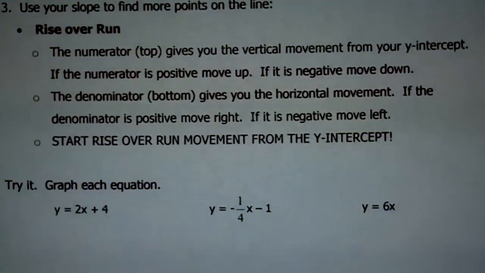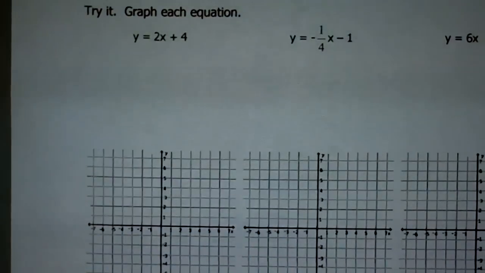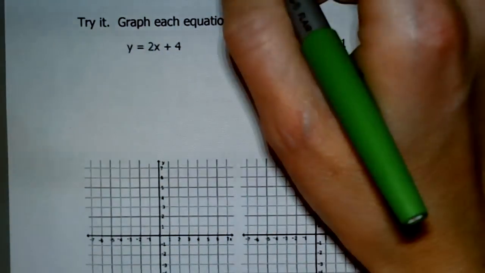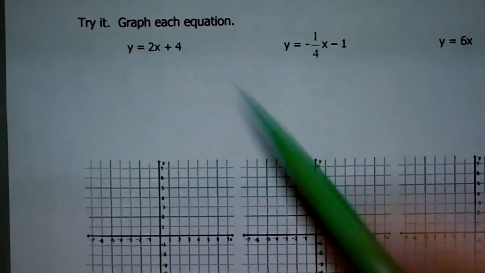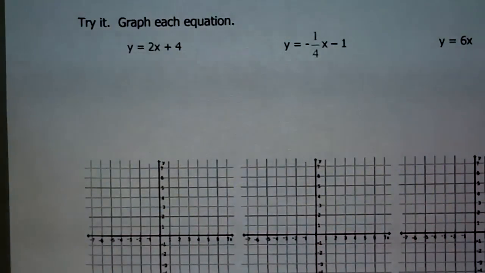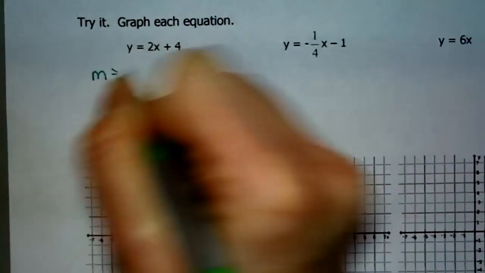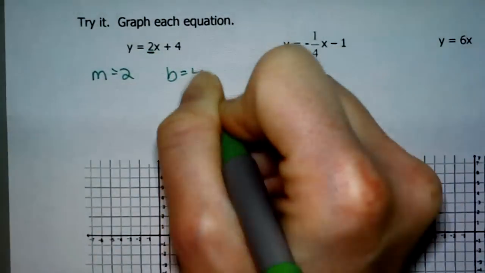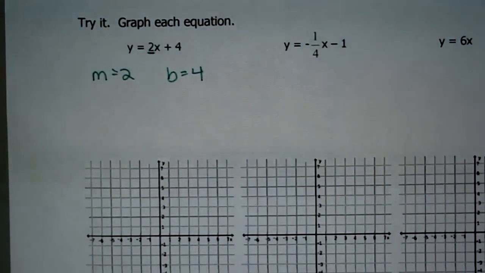So let's take a look at these equations here. Our goal right now is to be able to graph each one, and the first one we have is y equals 2x plus 4. The good news is number one is all set for us. It's already in slope-intercept form. So our job is to identify the slope and the y-intercept. So in this equation, the m, the coefficient of x, is 2, and the b is 4. All right. Step one done.